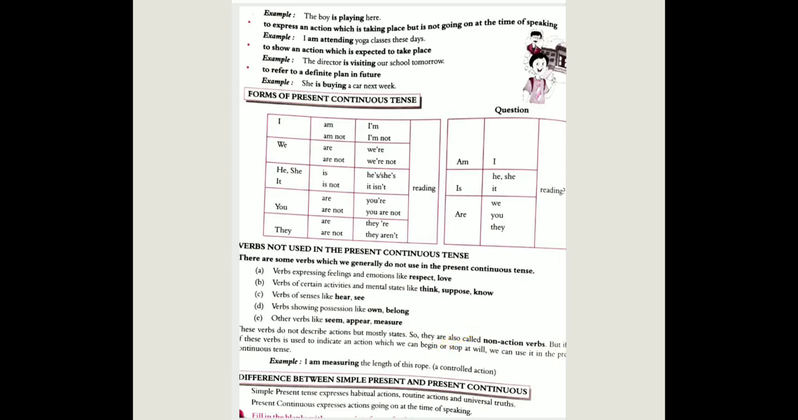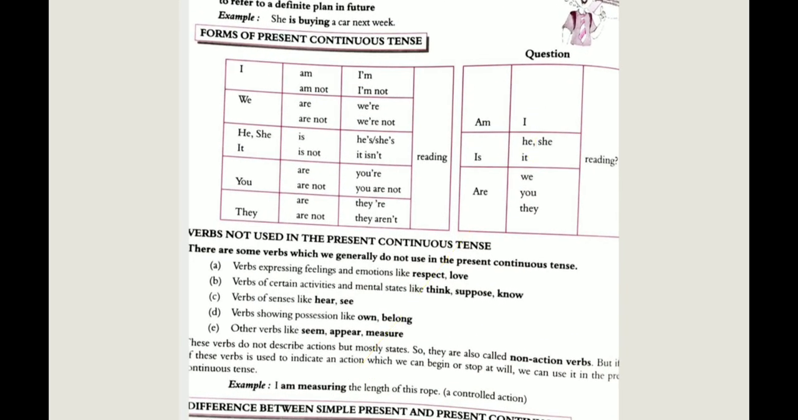Now, verbs not used in the present continuous tense. These are some verbs which we generally do not use in the present continuous tense. Verbs expressing feeling and emotion, like respect, love. Verbs of certain activities and mental states, like think, suppose, know. Verbs of sense, like hear, see. Verbs showing possession, like own, belong. Other verbs like seem, appear, measure.